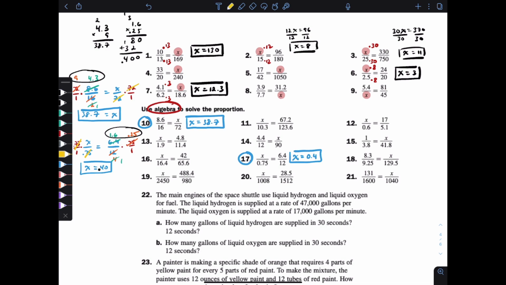This seems like a good one to check. I think I might have messed something up. I don't know, I think I might have gone a little too quickly earlier. So I can multiply the diagonals just to check.